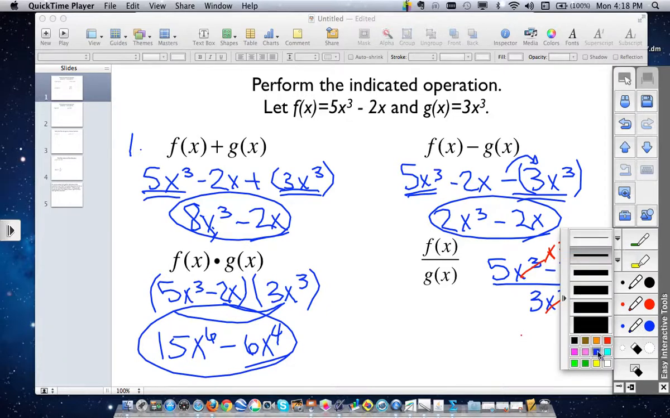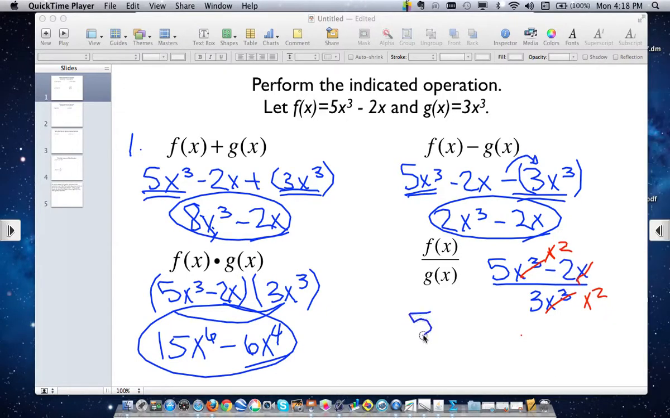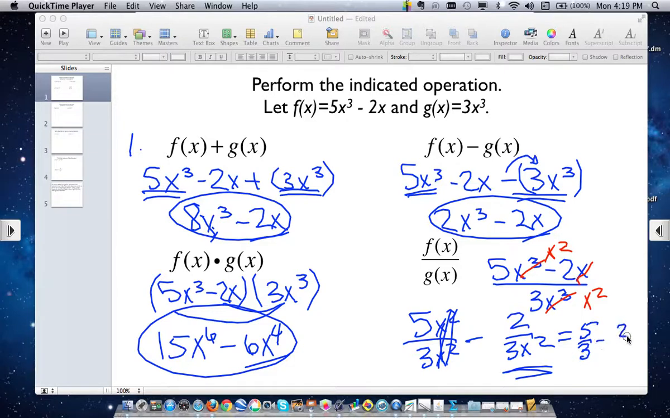Now again, this is still not simplified enough. We have 5x squared over 3x squared minus 2 over 3x squared. Now, this part over here is simplified, but this is not on the left-hand side. We need to get rid of that x squared. So it's 5 times x squared over 3 times x squared. So I'm not subtracting the coefficients. I'm getting rid of the x squared times x squared. So we are left with 5 thirds minus 2 over 3x squared.